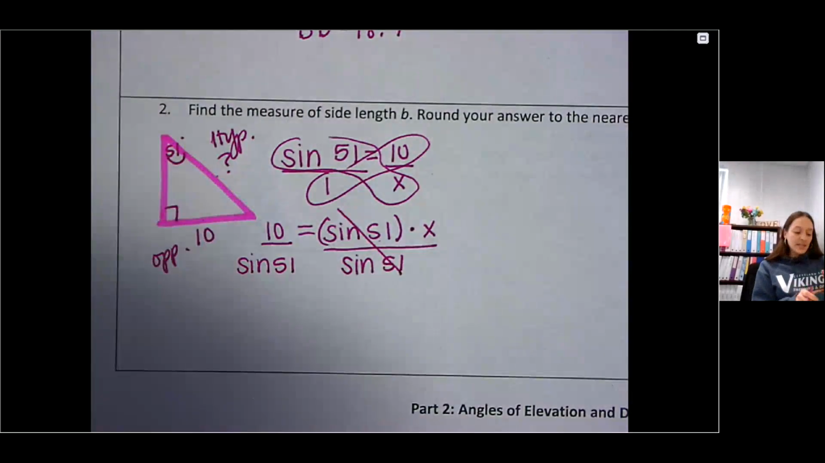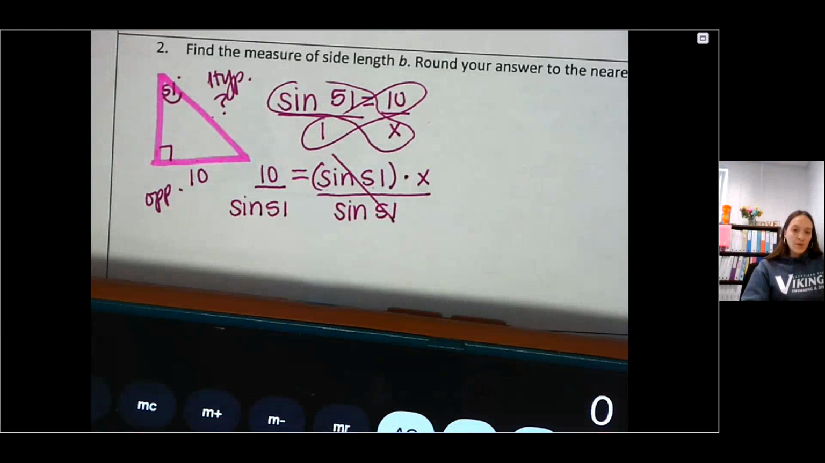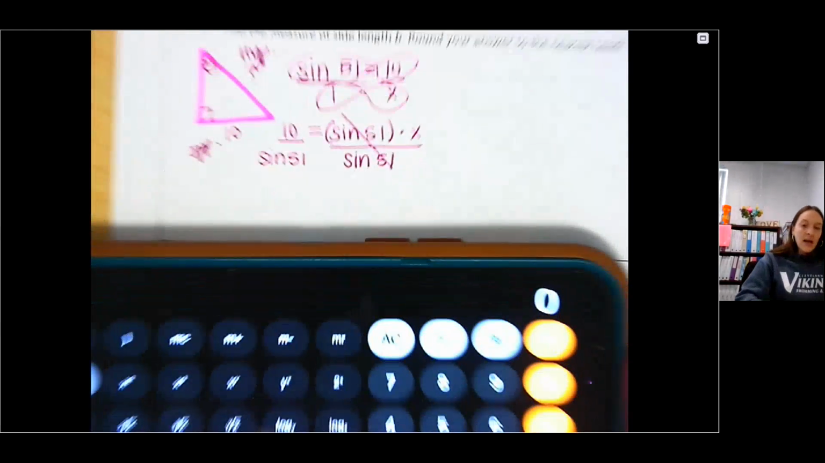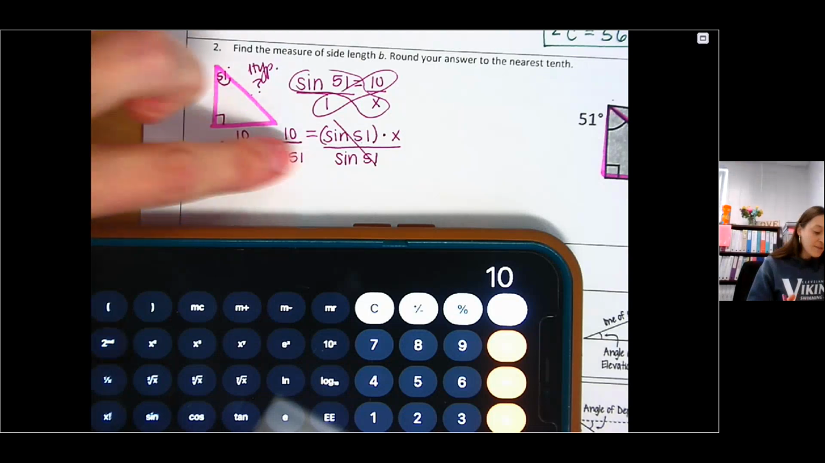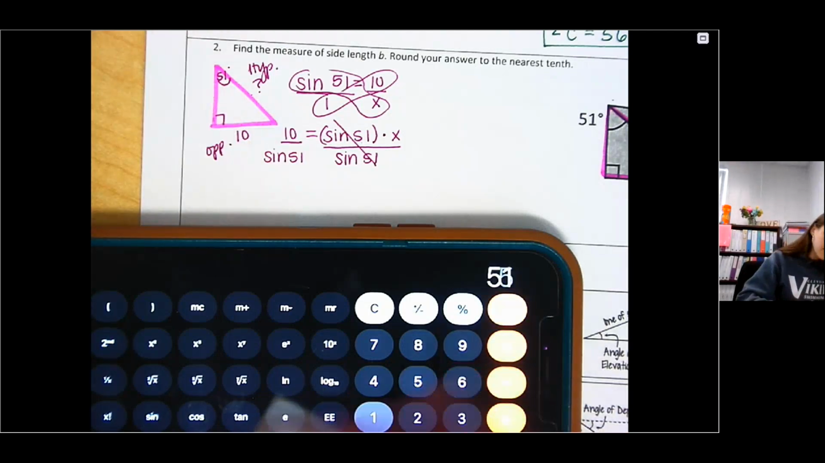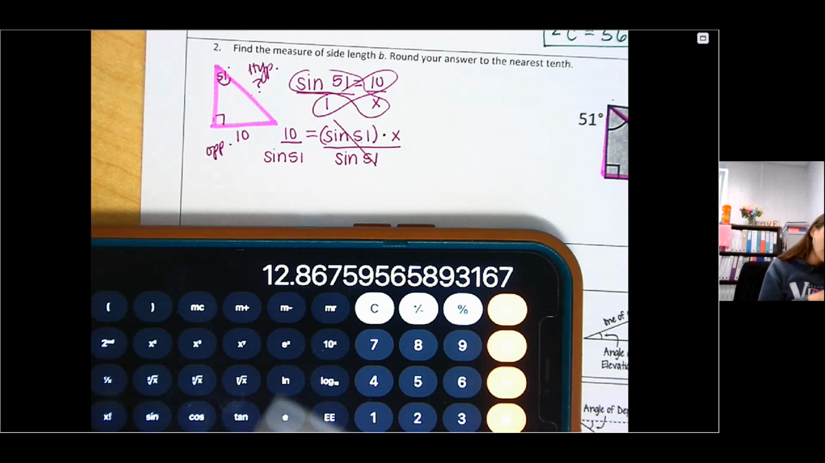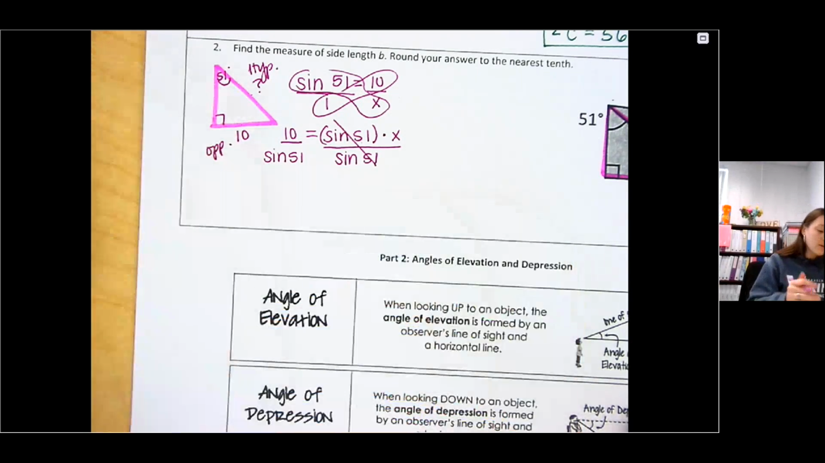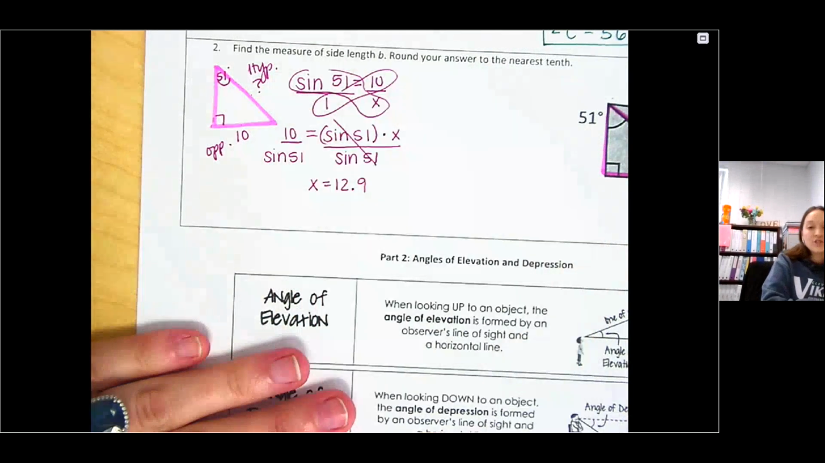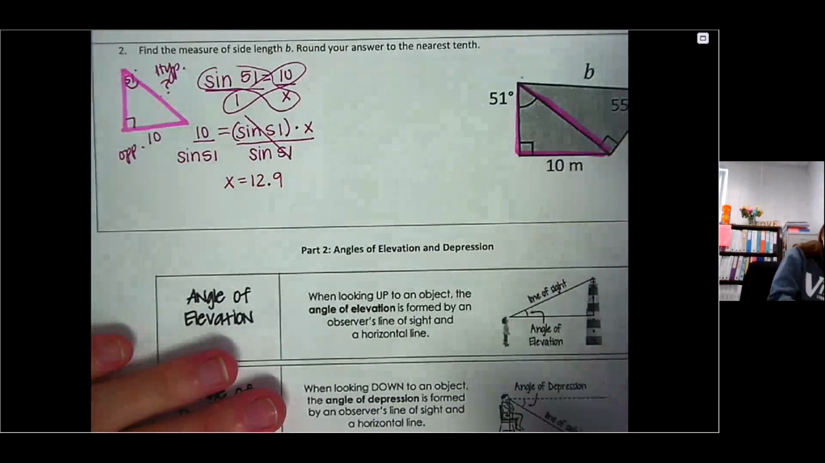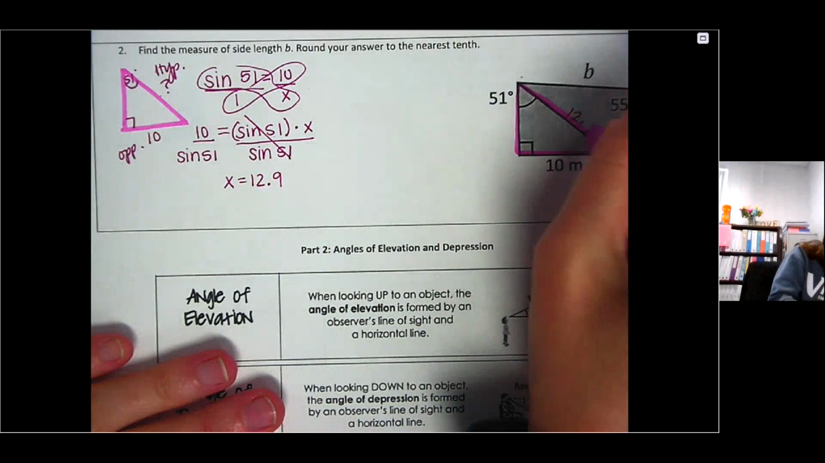And so now I just plug it into my calculator. So when I plug it in, I put 10 divided by 51 sine equals, and I get about 12.9. So this side length here is 12.9. That's the shared side. So I'm going to come to my picture and I'm going to put in a 12.9 right there.